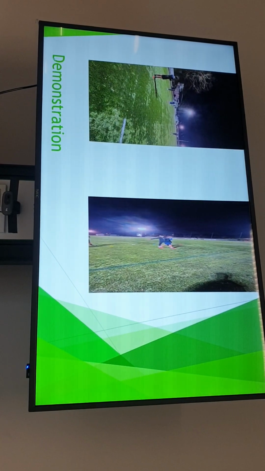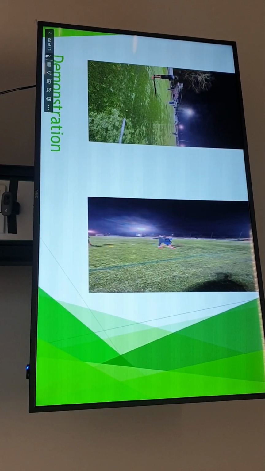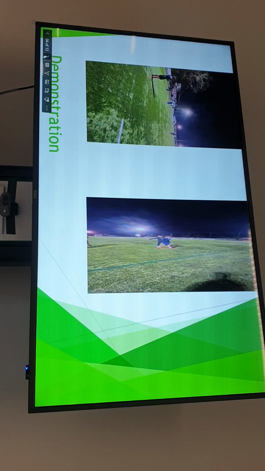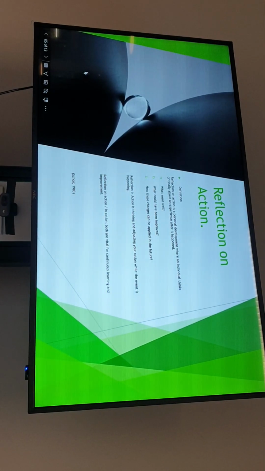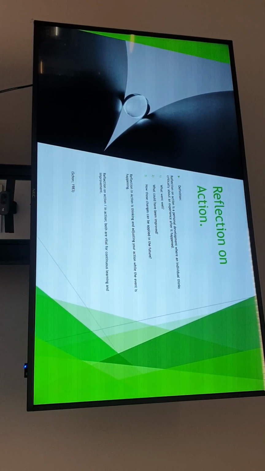Let's move on to the second one. Next slide. So in the next slide we have reflection on action.